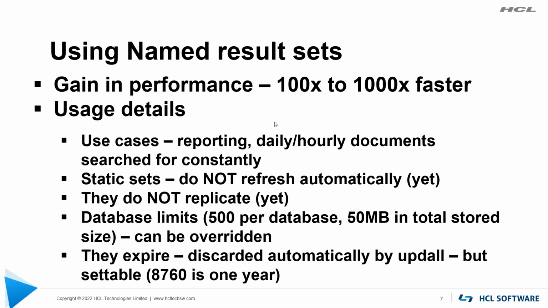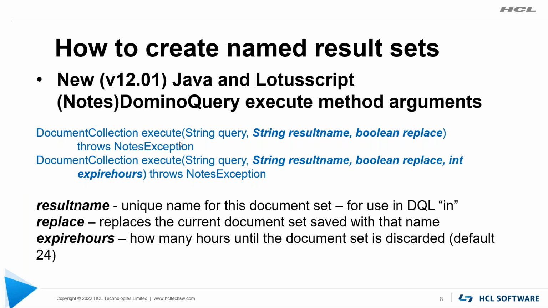Lots of usage details. The use case: if you have a set of documents you're asking about all day, well, do it once and save it, that kind of thing. They are static. They do not refresh automatically. They do not replicate, but they are very, very fast. That's the point. So there's a database limit, and they do expire. But again, you can make them expire one year from now if you want. But that's up to you how you do it.